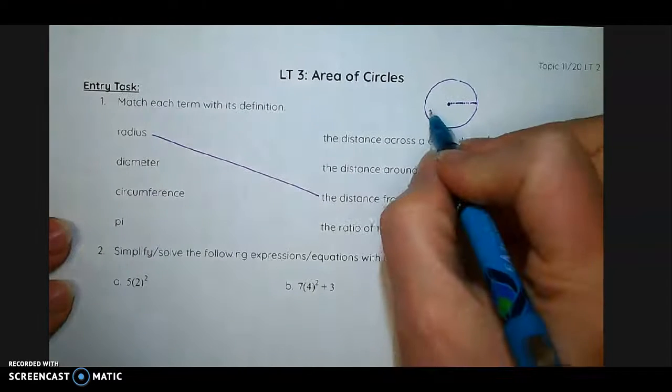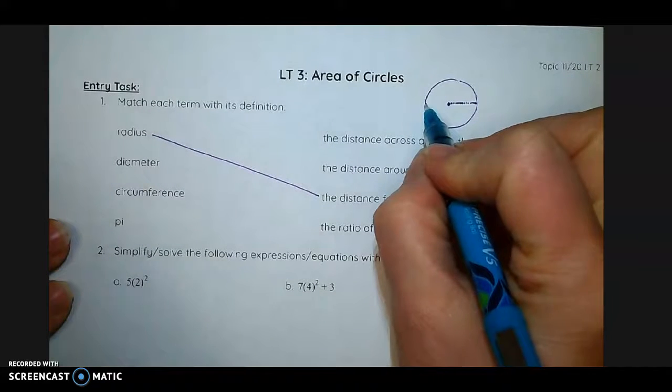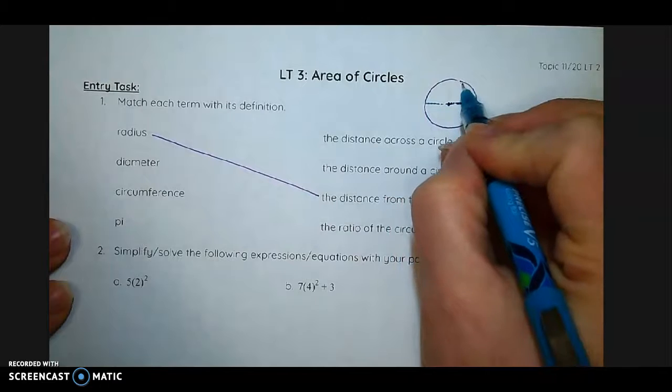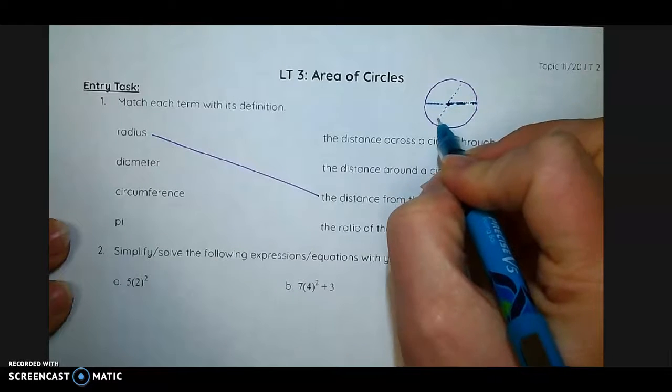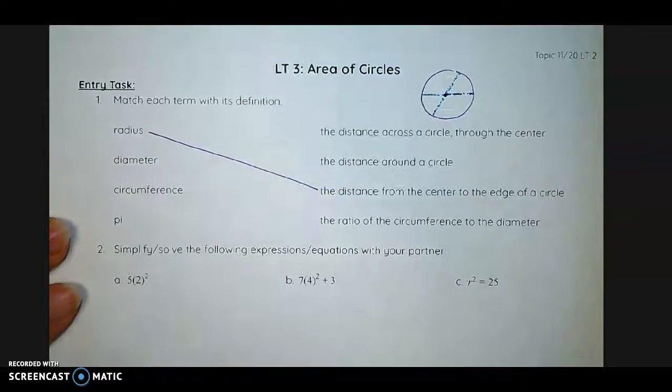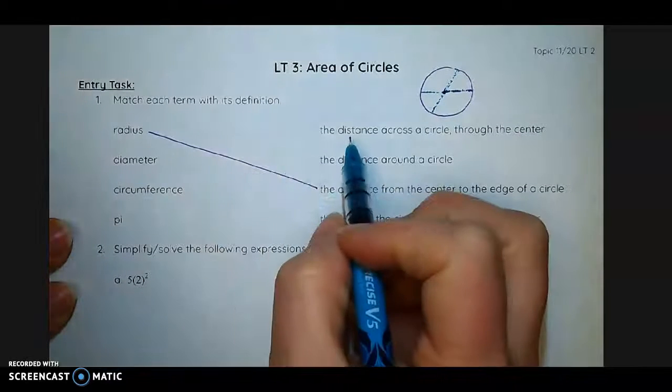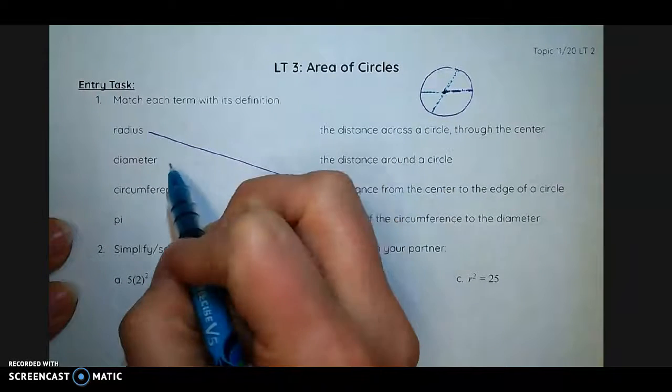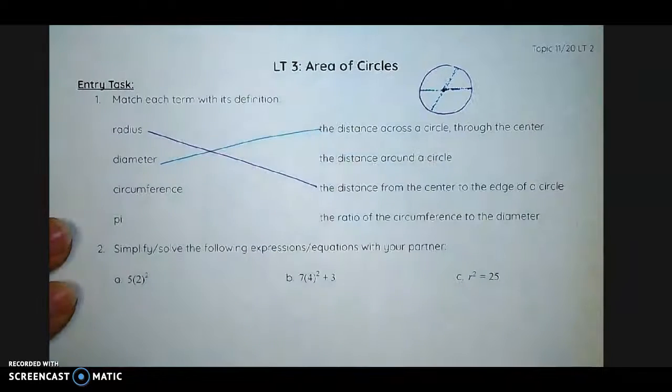Now my diameter doesn't just go halfway across, it connects and goes all the way across. And once again, my diameter and my radius can be from any side as long as it goes through the middle to another side and it's a straight line. So my diameter is going to be a distance across the circle and through the center, so it goes all the way across.